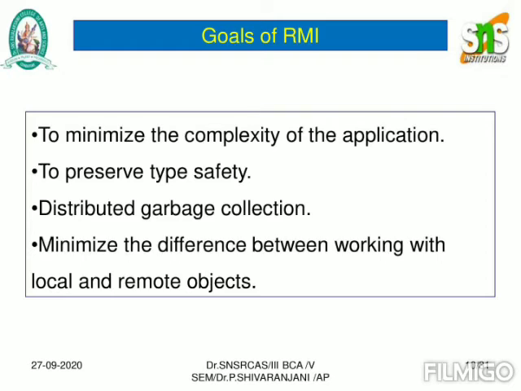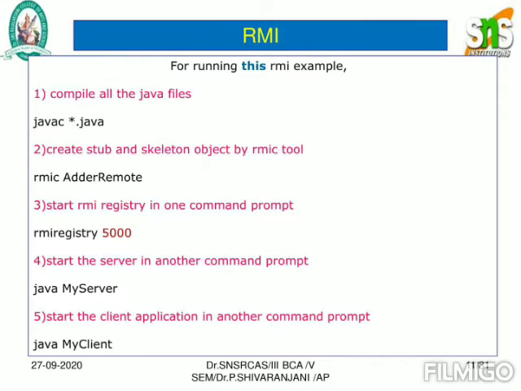Next is how to run your RMI. You have to follow 5 different steps. The first is to compile all your Java files by using the command javac filename.java. Then you have to create the stub and skeleton objects with the rmic tool by using the command rmic AdderRemote. This will help you create the stub and skeleton objects.